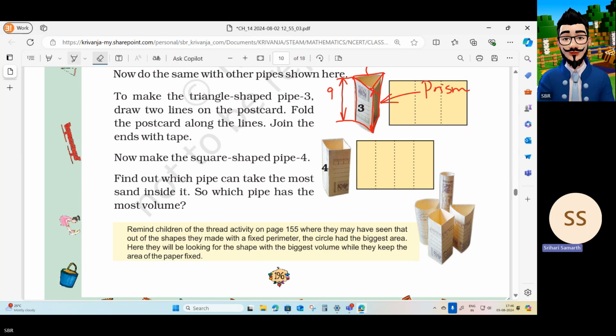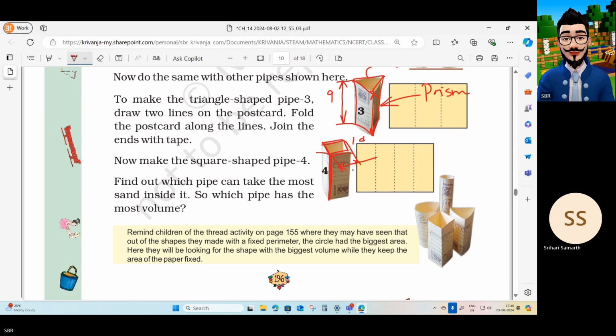Now what shape is this one? That's a square. What is this height? 9 centimeters. What would be this? 14 centimeters. What would be the size of each side of this square? 14 centimeters, is that the size of a square or the perimeter of a square? Perimeter. I'm asking you the side now.